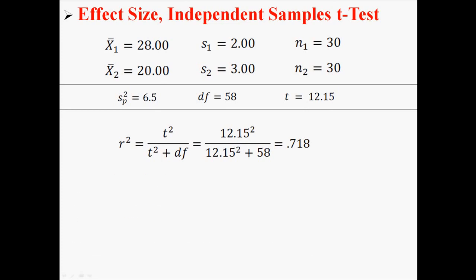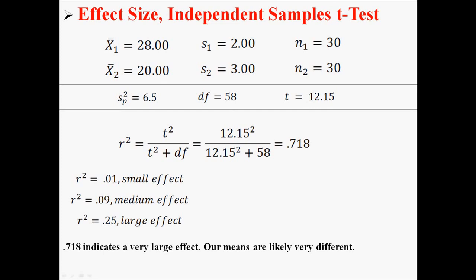And this is just like Cohen's d. There are different criteria to measure the effect. If it's 0.01, that's a small effect. 0.09, that's a medium effect. And 0.25, that's a large effect. In this case, we had 0.718, which is a lot more than 0.25. So again, it would indicate a very large effect.